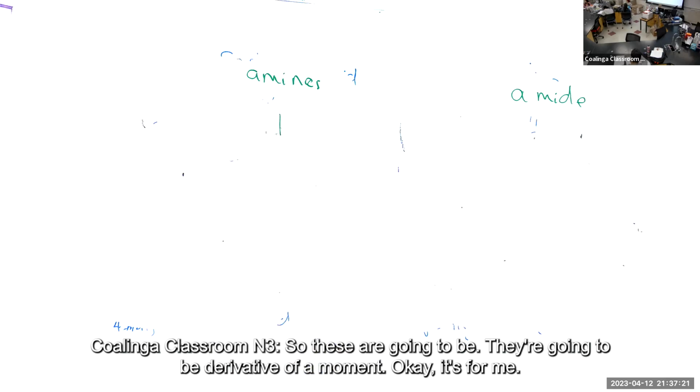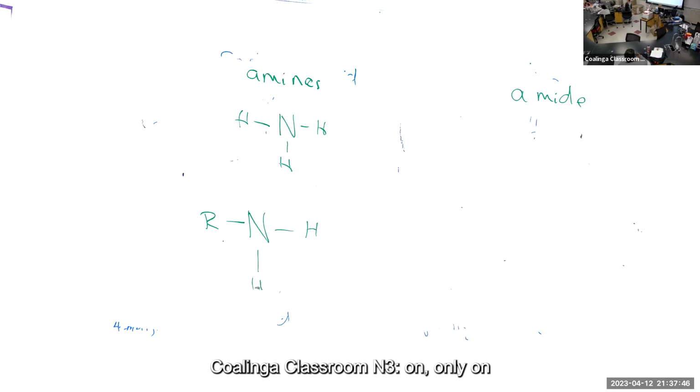So amines are going to be derivatives of ammonia. What is the chemical structure of ammonia? A primary amine means that you have one hydrocarbon, so we'll have an R representing our hydrocarbon on only one of them. That would be considered a primary amine. Then a secondary amine.